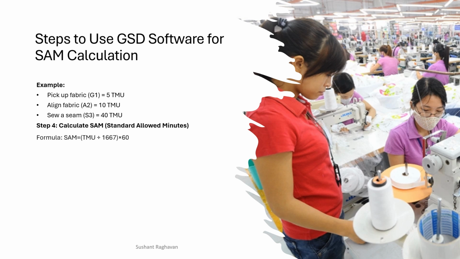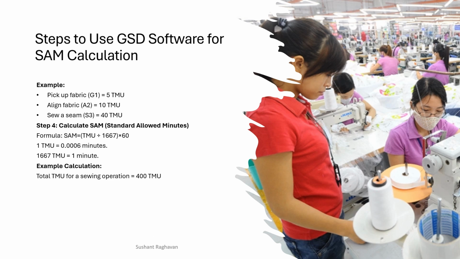Step 4. Calculate SAM, standard allowed minutes. Formula, SAM is equal to TMU divided by 1667, into 60. 1 TMU is equal to 0.0006 minutes. 1667 TMU is equal to 1 minute.